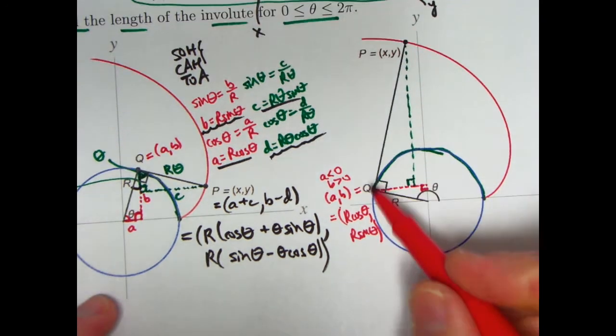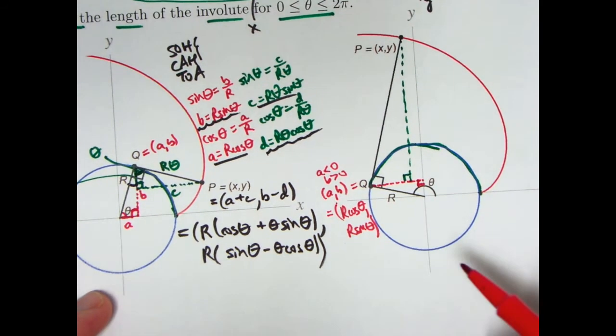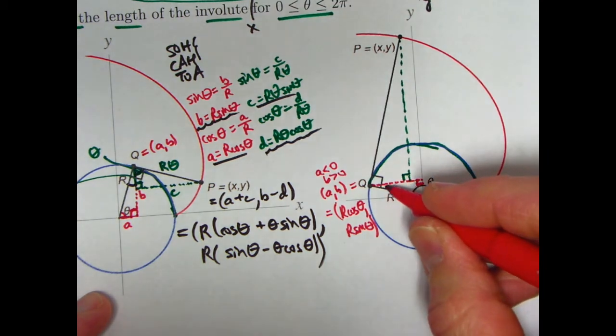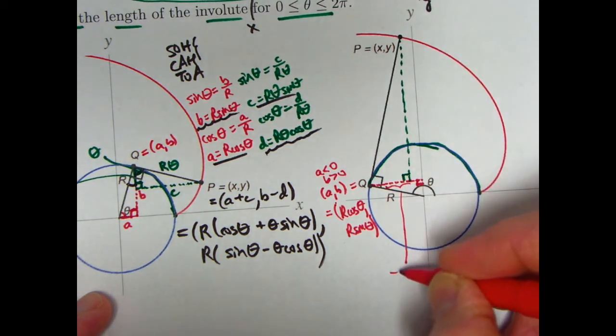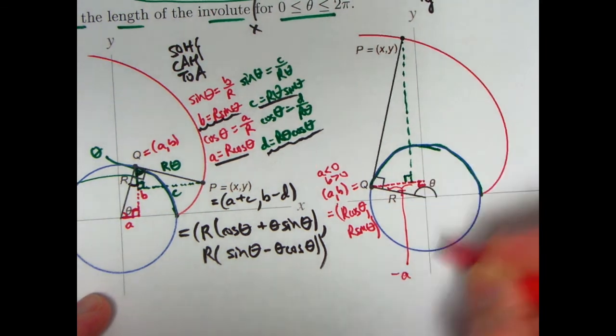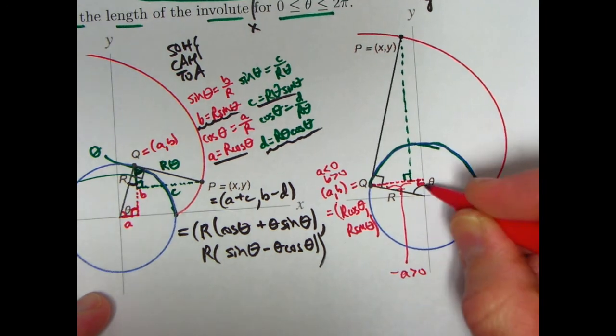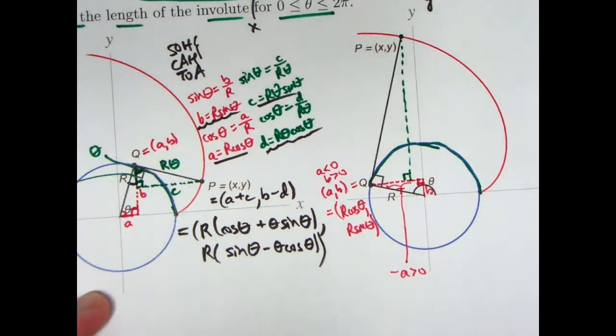Based on giving the coordinates of Q as A comma B, and A is negative, technically speaking, the length of this side here is not A, but negative A, which is a positive quantity based on this labeling. The length of this side here is B. B is a positive number.